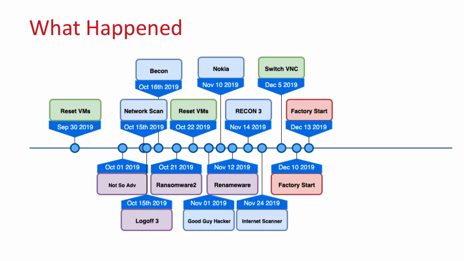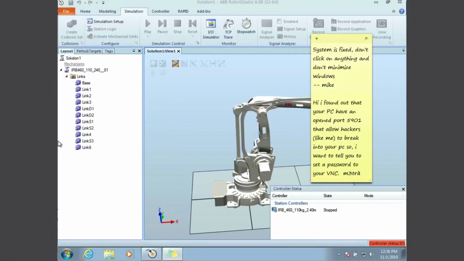Next we had what we called the good guy hacker. This nice person came in and wrote on our system that he had found our PC online and that anybody could connect to it, and that a hacker might do bad things if they were allowed to connect to the system, and that we should really secure our VNC, at least put a password on it or something else. It was really nice of him. We appreciate it.